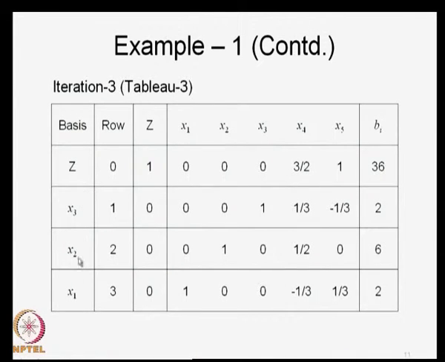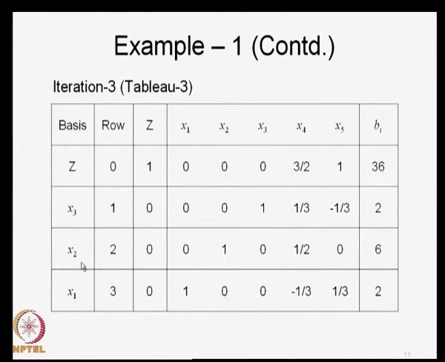Like this, you convert each of these numbers and write W number 3, much the same way as you did from W number 1 to W number 2. The same formula you use and then get W number 3. Now, you look at the solution. Z is equal to 36, x3 is equal to 2, x2 is equal to 6, and x1 is equal to 2. This becomes the solution.